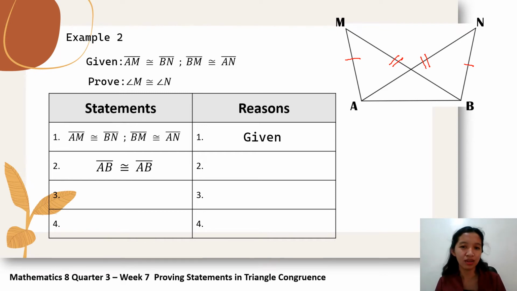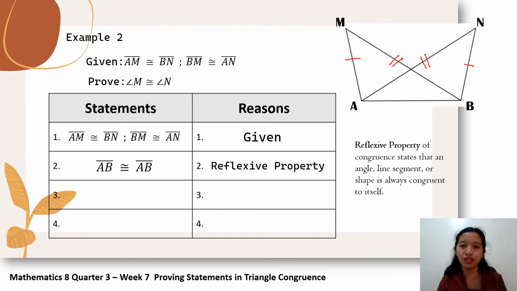And what is our reason? What postulate, theorem, definition, or property supports our statement that line AB is congruent to line AB? It is the reflexive property. Because the reflexive property states that an angle, line segment, or shape is always congruent to itself. Which means that line AB is congruent to itself.